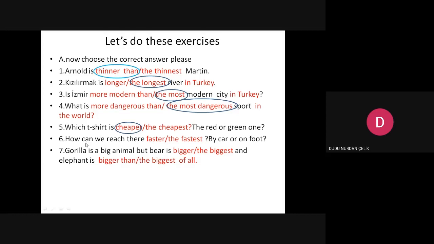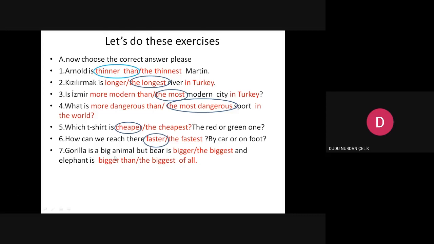Okay, how can we reach there? Another question. How can we reach there? And we have got a choice here. By car and foot. Two choices. When we see two, we say it's comparative. So we choose faster. How can we reach there faster? By car or on foot? The last one.